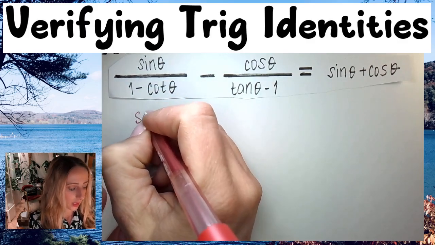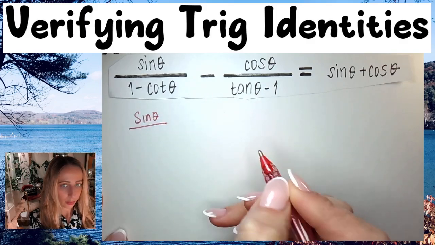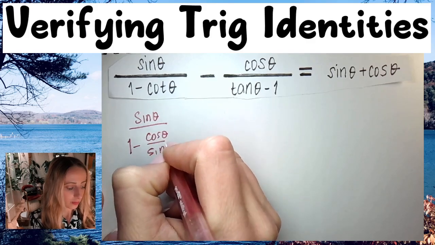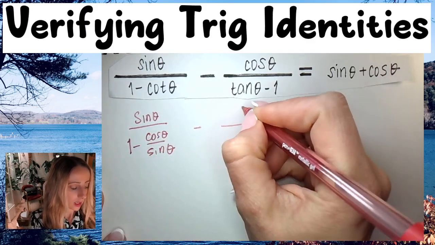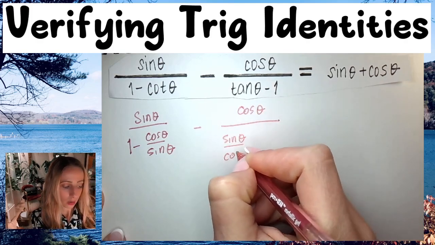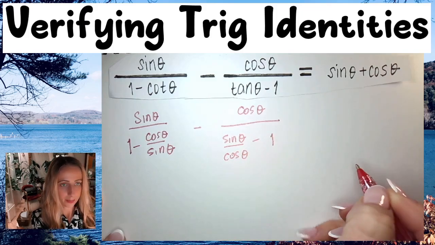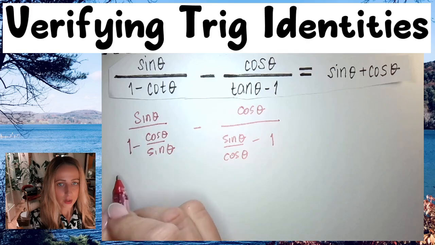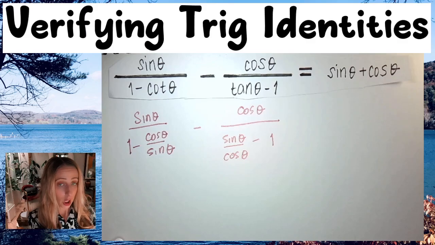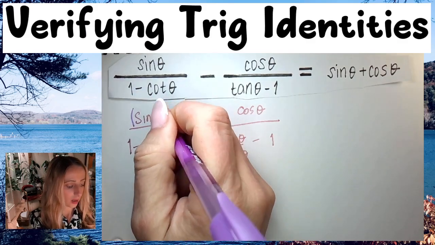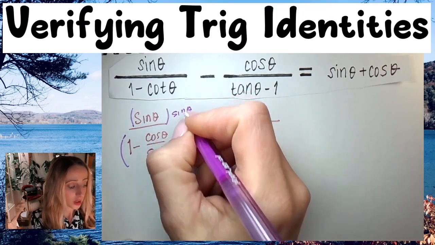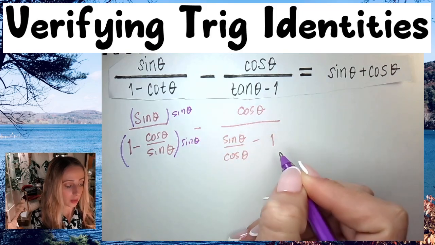So let's dig in. Sine theta over, I'm rewriting using quotient identity, 1 minus cosine theta over sine theta. Minus here, cosine theta over sine theta over cosine theta minus 1. Denominator of this guy is 1, 1, 1, and 1. What would be my lowest common denominator on my left fraction? That would be sine theta. So that's my 12 that I used a moment ago. Sine theta over sine theta.